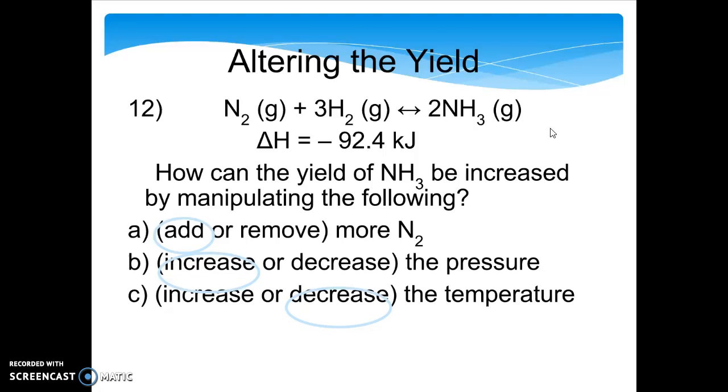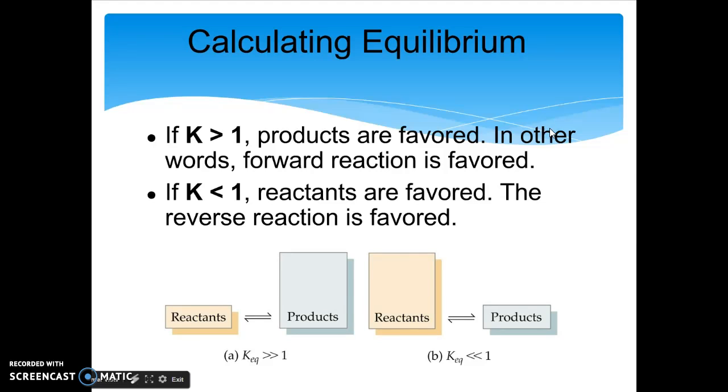And in some cases, if I were a big company and making NH3 was super profitable, I could increase my profits. So, what are some other things I need to know about calculating equilibrium?